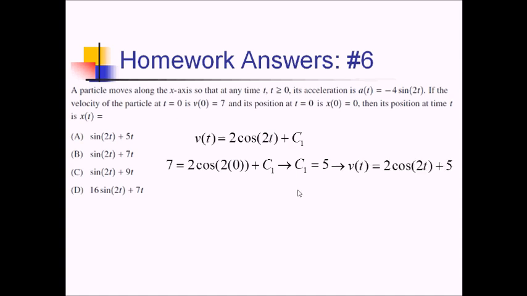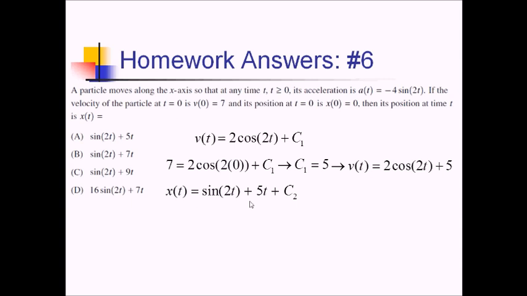Great. Let's go ahead now and find the position formula. So that's going to be x of t if I take my antiderivative. The antiderivative of cosine is sine, divided by 2 now because of that 2t inside. So we end up with 2 over 2, or just 1, sine of 2t, plus 5t plus c2.